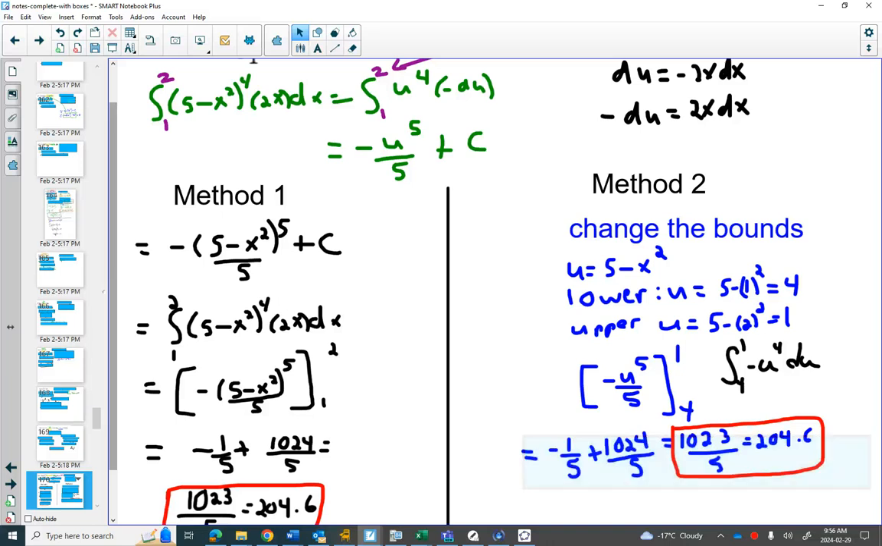Then I would plug in 1, I would plug in 4, and I would subtract them. It just so happens, it should happen, that we get the exact same answer.